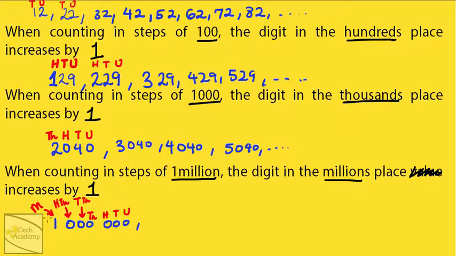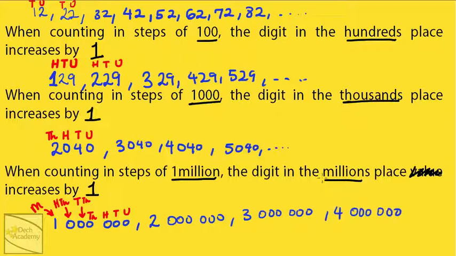So all we're focused on is the digit in the millions place, and we're going to keep increasing that digit by 1 because we are counting in steps of 1 million. So the next number is obtained by simply increasing 1 by 1, which gives us 2. And all the remaining digits stay the same, so we're left with zeros there. So that's 2 million. The next number is going to be 3 million. Next number is going to be 4 million. And that's how you count in millions.